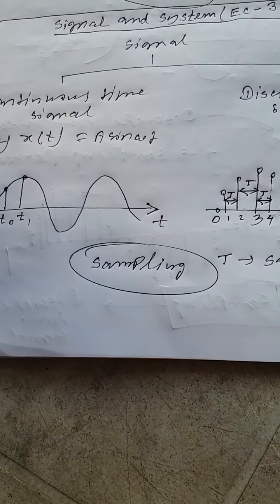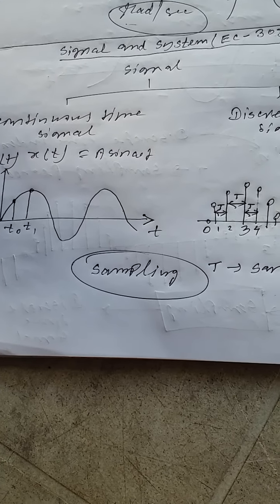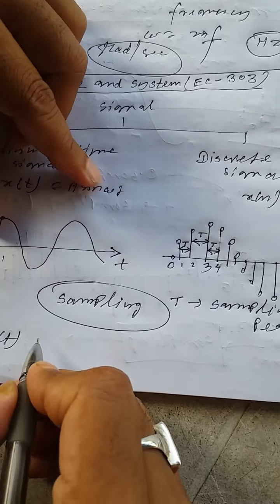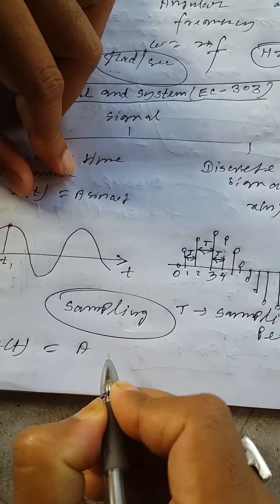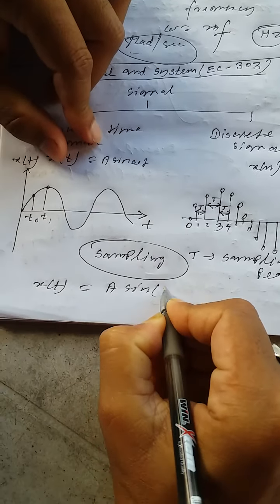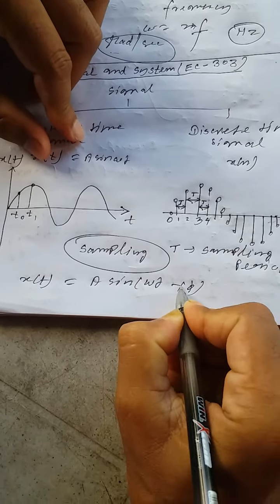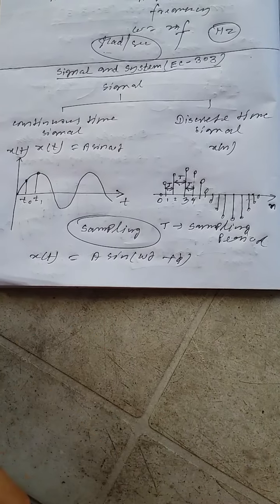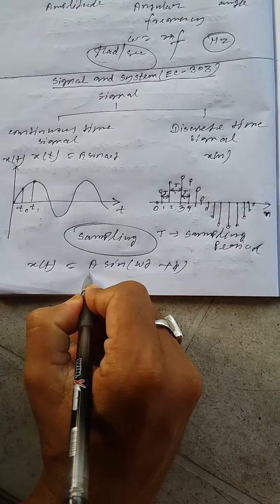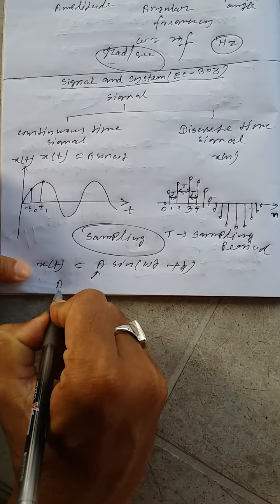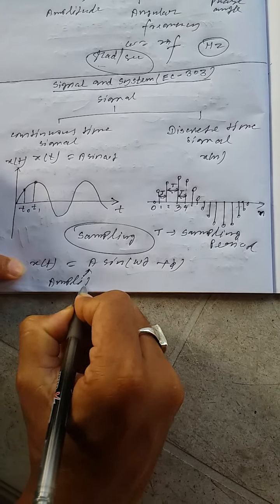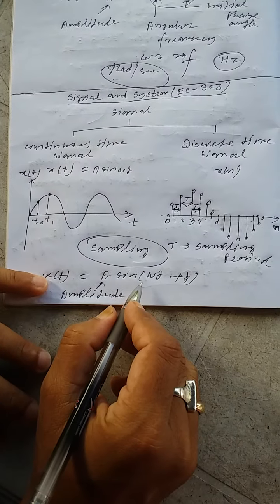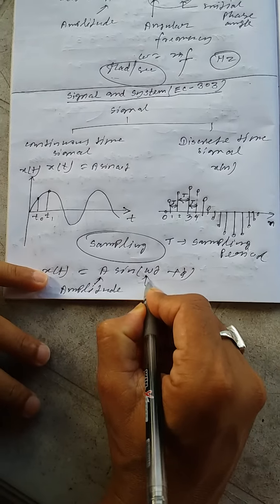One thing has to be remembered, that a signal has various components. Any continuous time signal x of t can be represented by A sine omega t plus phi. Okay, so any electrical signal can be represented like this way. Now here A is known as the amplitude of the signal. Okay, what is omega? Omega is angular frequency.